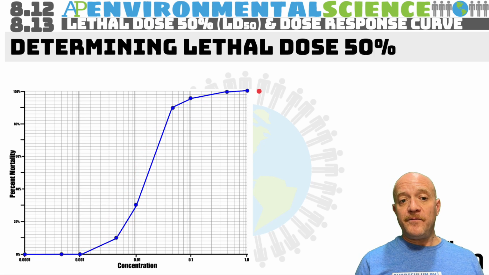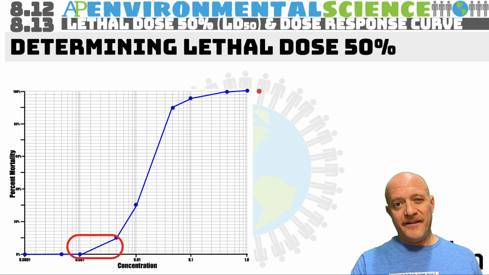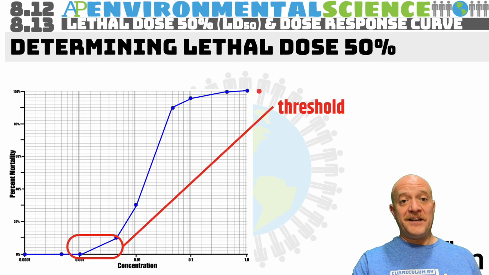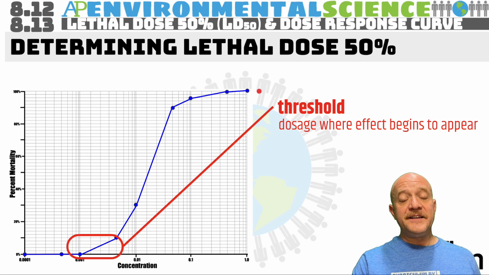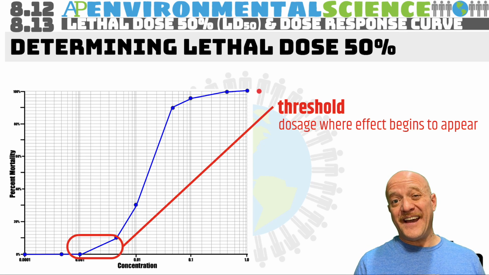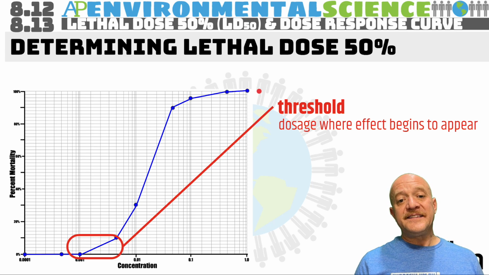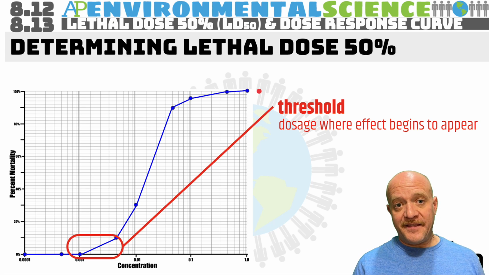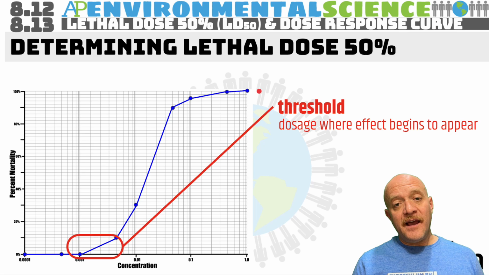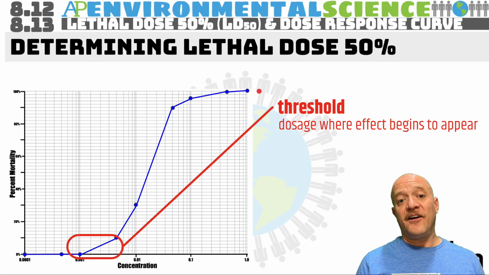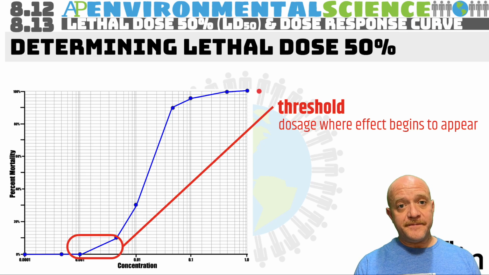Now, to figure out the LD50, you need to first do the dose response curve. And you'll notice that there's an area where it starts increasing. And this is called the threshold. And the threshold is really where we start to see the effects start to appear. This doesn't mean that you can necessarily die if you took something at this concentration. However, the chances are increasing that it could be lethal to some of the organisms.